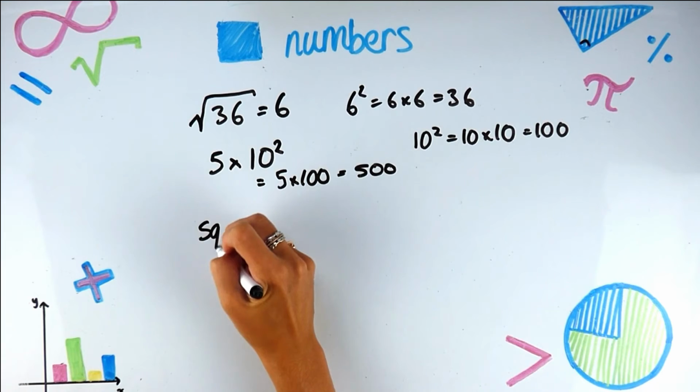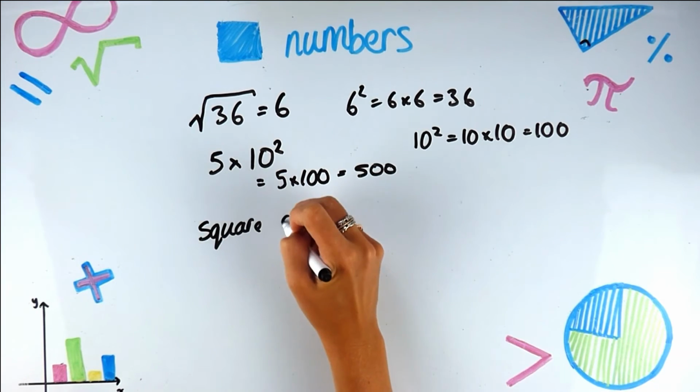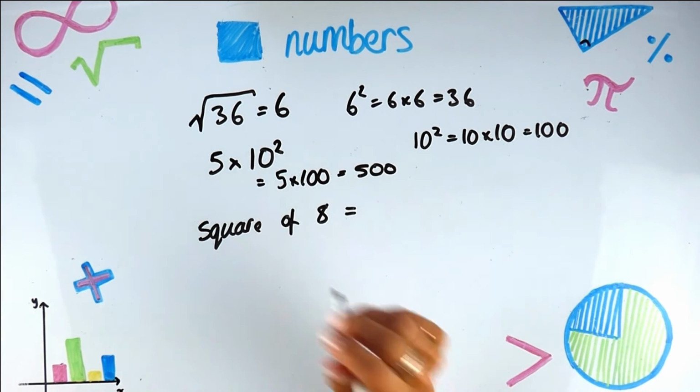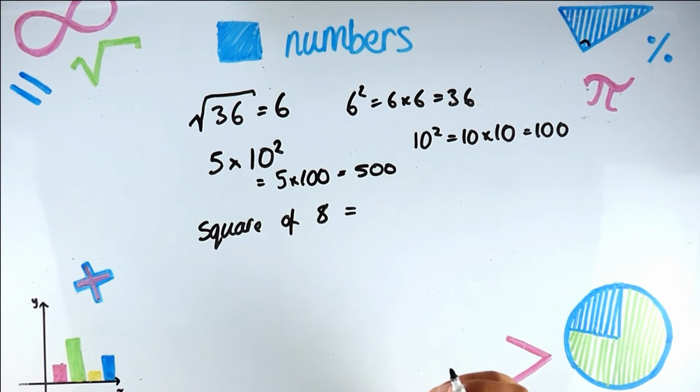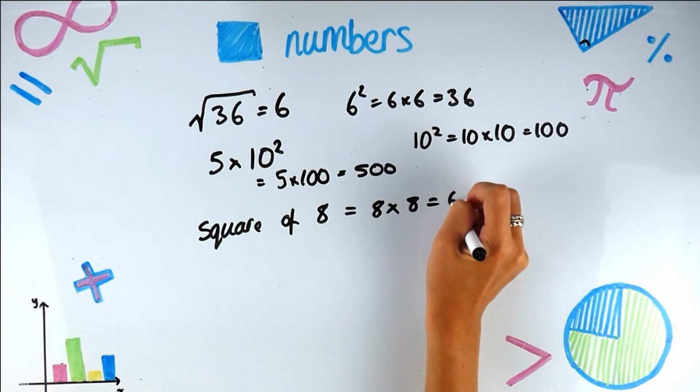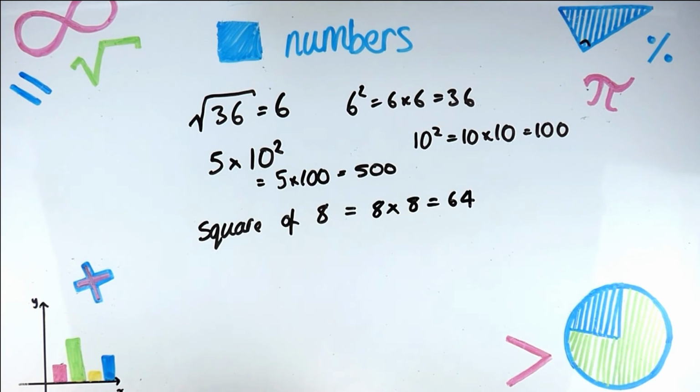Another wordy one: the square of 8. Also pause these beforehand if you actually want to have a go. I'm going through them quite quickly. The square of 8 is 8 multiplied by itself, which is 64.